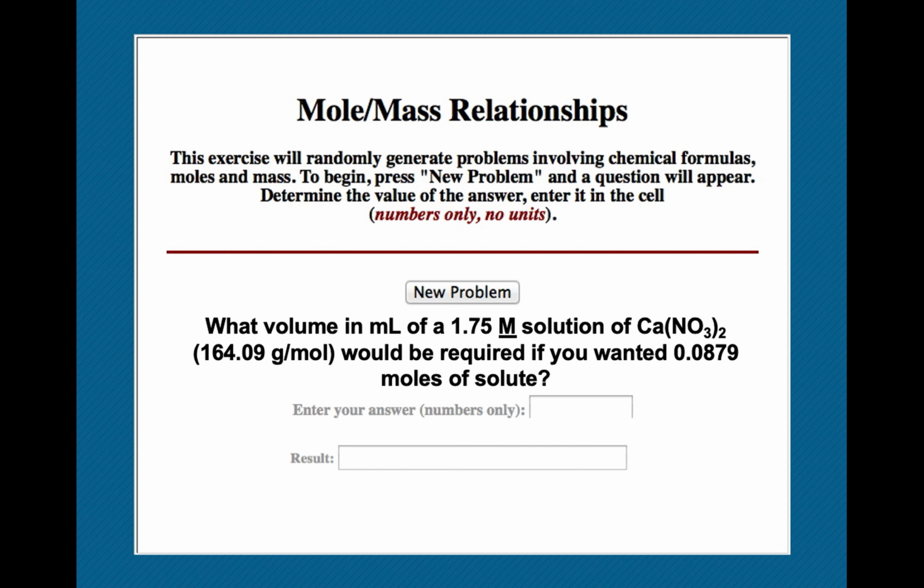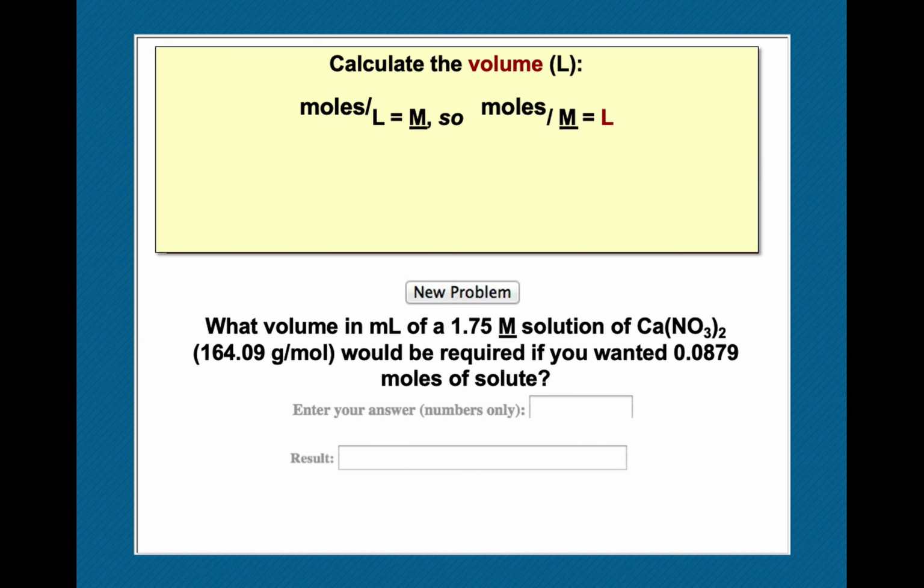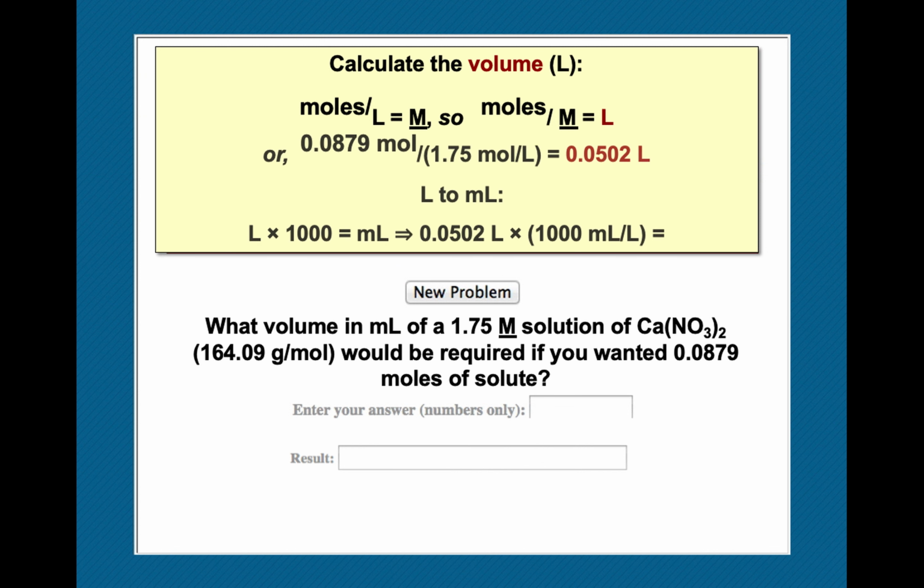We're looking for volume here. That's going to be moles divided by molarity, and we want this in mils. Moles divided by molarity is our volume in liters. Substitute in, convert to milliliters, 50 mils. Any questions?